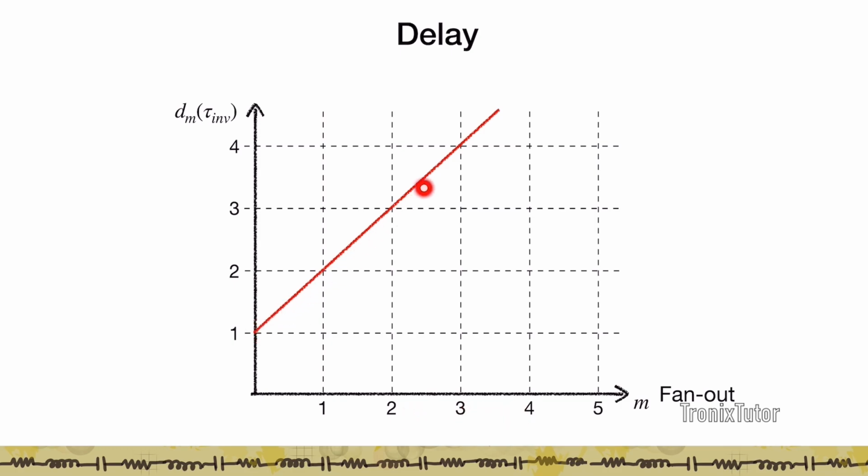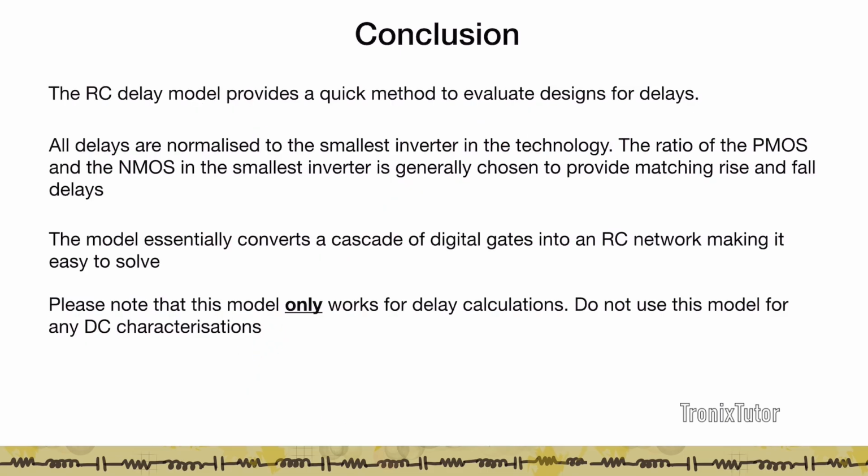then the delay essentially increases linearly with the increased fan out. So if I had only one inverter connected at the output, the delay is going to be 2 tau inverter. If I have another inverter which I connect to the output, the delay goes on to 3 tau inverter and so on and so forth. So here you see what is known as a linear delay model, where the delay in the inverter increases as the fan out increases. To conclude, the RC delay model provides a very quick method to evaluate delays.